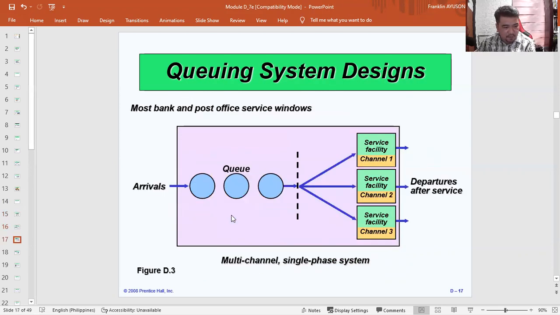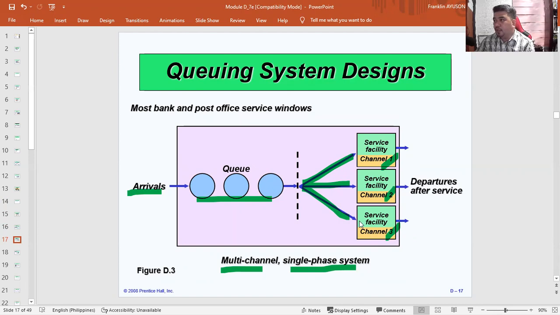So single phase tayo. Multiple channel, single phase. Ibig sabihin, from arrival to the queue, we have several service facility. Meron kang channel 1, channel 2, channel 3. And these are most common for banks or post office. Yung common na pila na ginagawa natin, no? Ganyan kami pinapila doon sa PLCs, no?